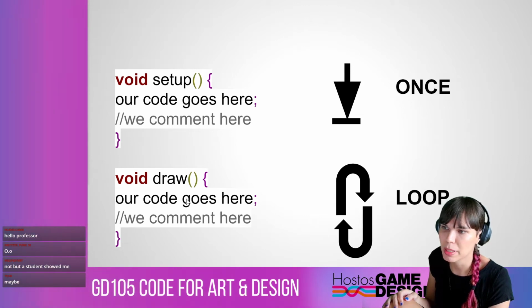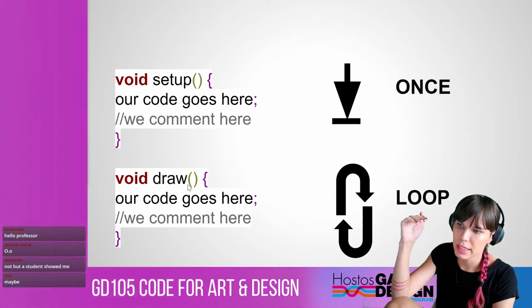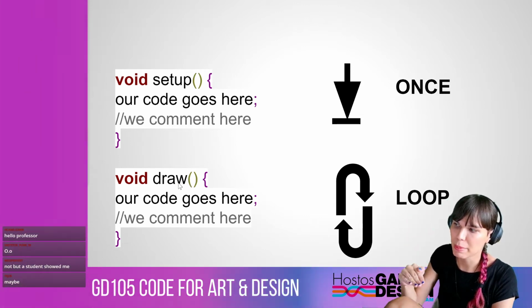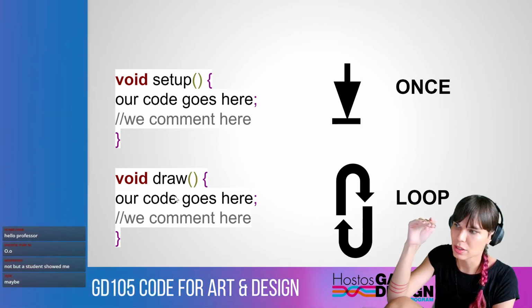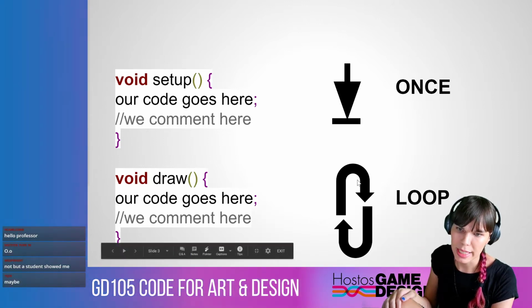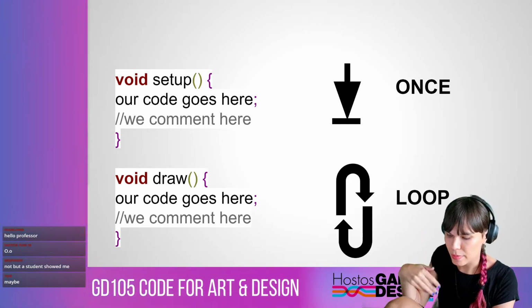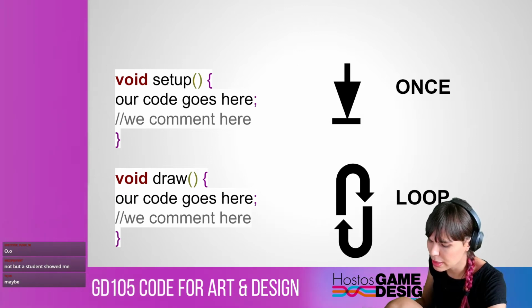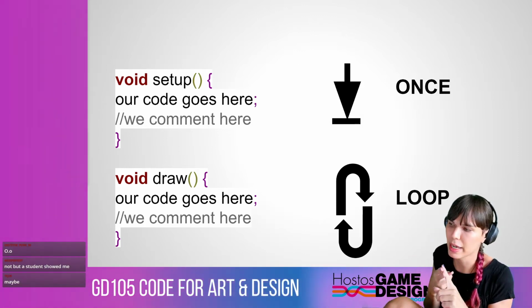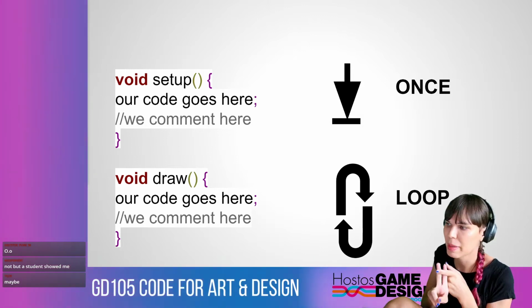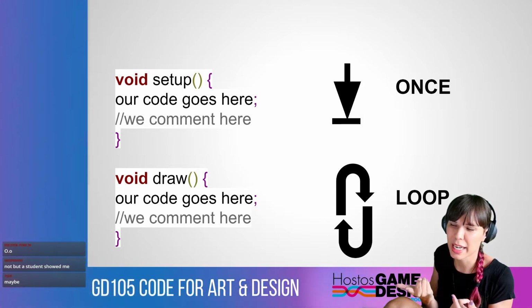What happens with draw is it goes through and executes the code line by line, and when it gets to the very last line, it starts back over at the first line within draw. So we say it loops, because it goes back and forth. This is important for two things, interaction and animation. Animation is something that happens over time.